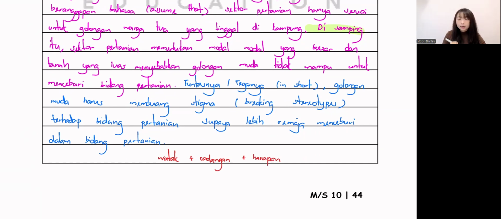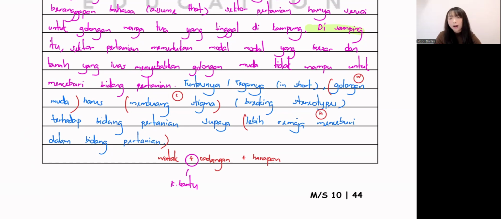So the watak cadangan harapan here, it will be, this is the watak. So the cadangan, membuang stigma is the cadangan. Lebih remaja menceburi, this will be the harapan. And how do I combine? You may combine by using watak and cadangan to use kata bantu.